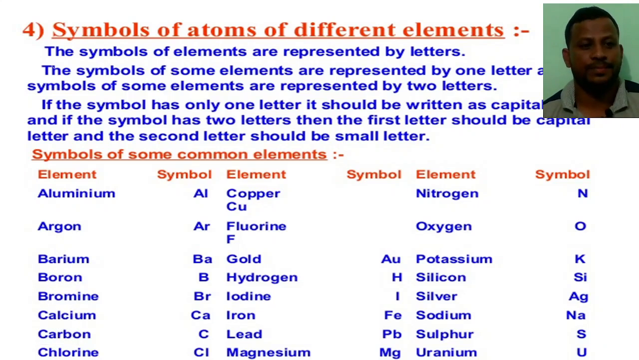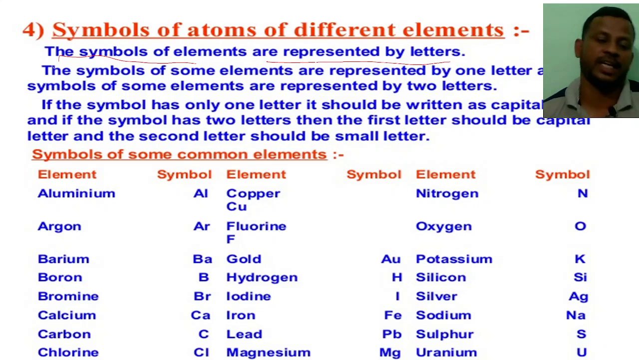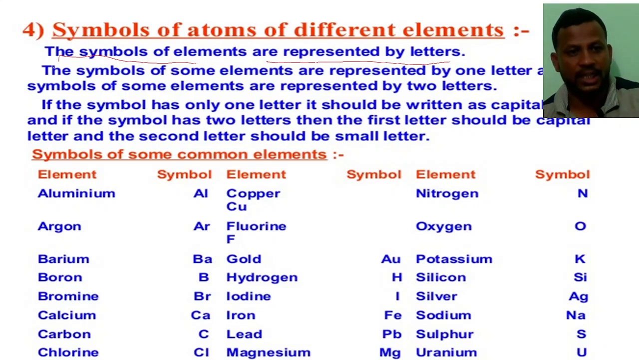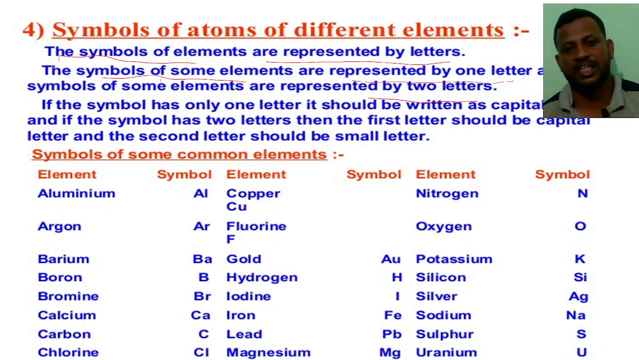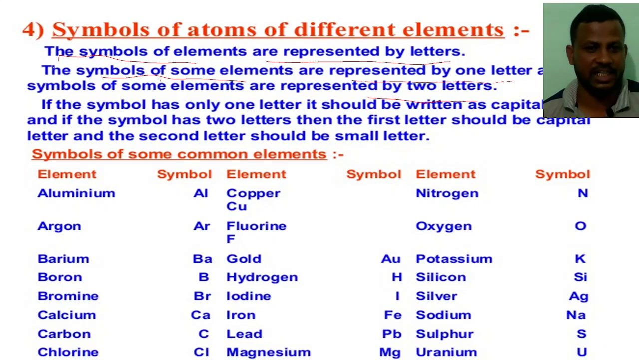The symbols of elements are represented by letters. The symbols we use to represent the elements are nothing but alphabets. Some elements are represented by one letter, and some other elements are represented by two letters. One is a capital letter, and the other one is a lowercase letter.